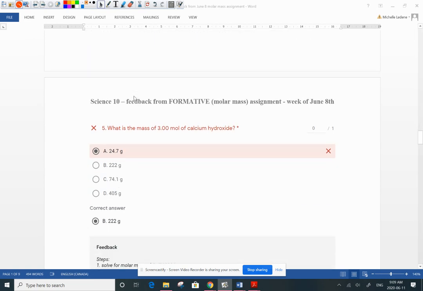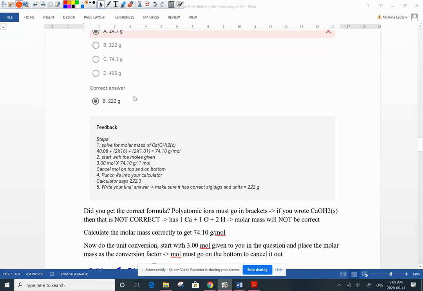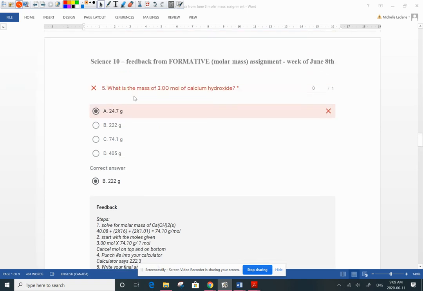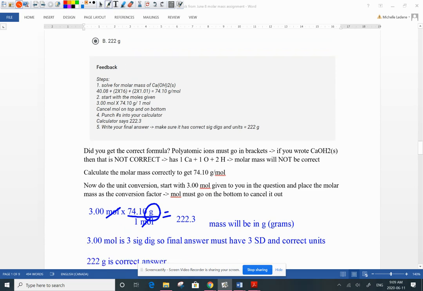Okay, so unit conversions, I'll just quickly go through a couple here. We've been given a number of moles and we're asked to find mass, so we use our molar mass as a conversion factor. The most important step is that first step, to make sure that you get the right formula. So it's calcium hydroxide. I know that a lot of students forget to put that OH in brackets, and if you write CaOH2, you're not going to get the correct molar mass. If you do it correctly, you get the molar mass of 74.10 grams per mole.